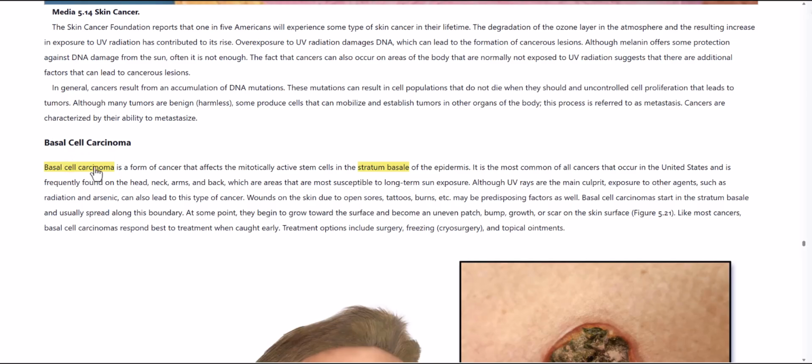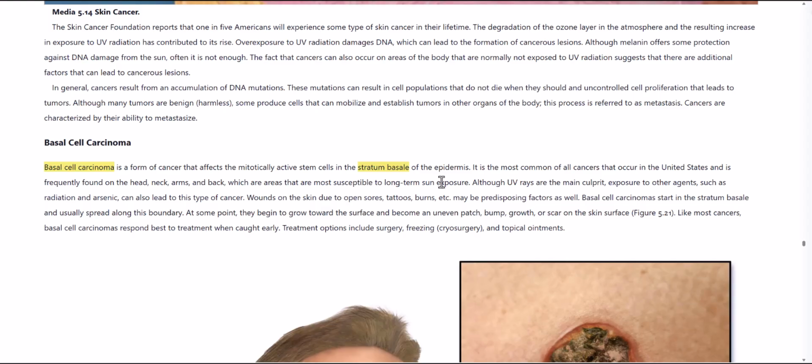So the first is basal cell carcinoma. As the name suggests, this is a cancer that is coming from the stratum basale, right? The stratum basale is that bottom layer of the epidermis. And this is the most common form of skin cancer in the US and in most of the world. It is in places where you have had more skin exposure. So think head, neck, back of your ears, places where sometimes you can't see.